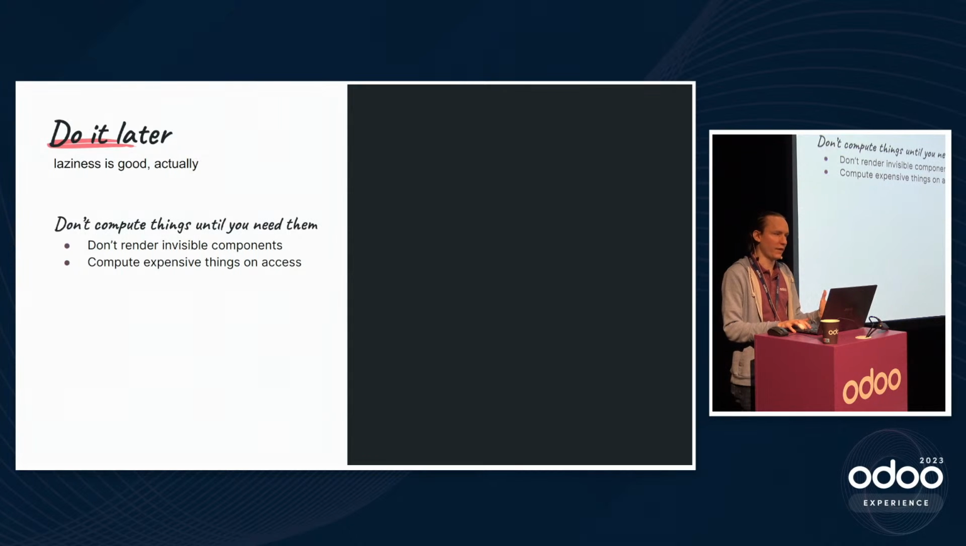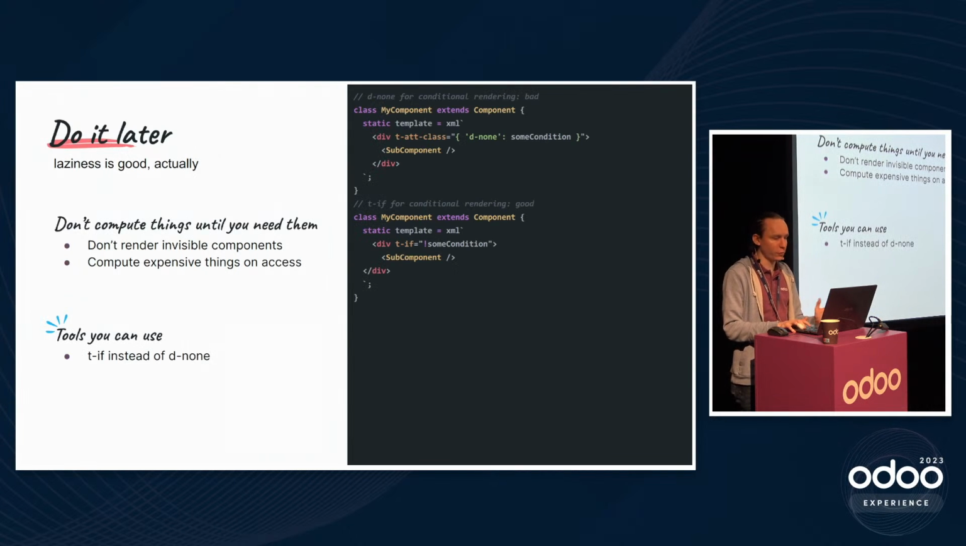The other thing would be computing expensive things on access. So if you have objects where a property is expensive to compute and unlikely to be accessed, just use a getter or something. So the tools that you can use to solve these kinds of issues would be, as I was saying, use a t-if directive instead of a d-none class.